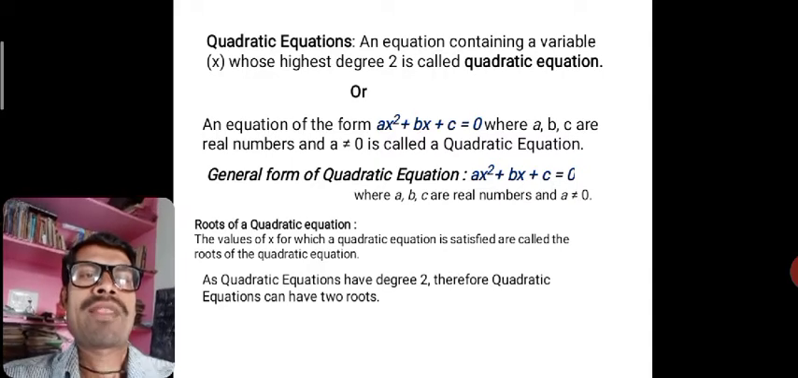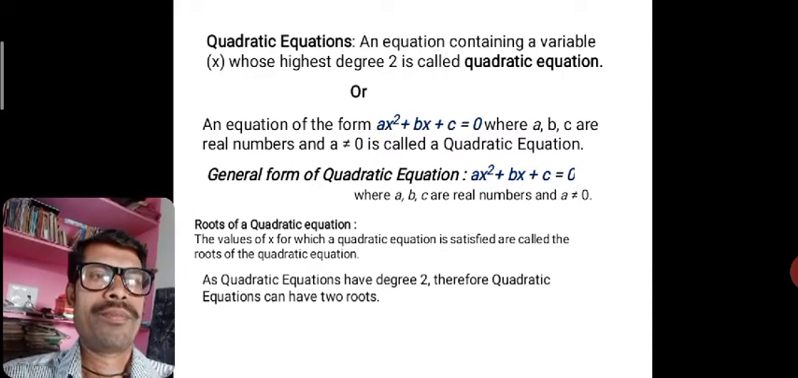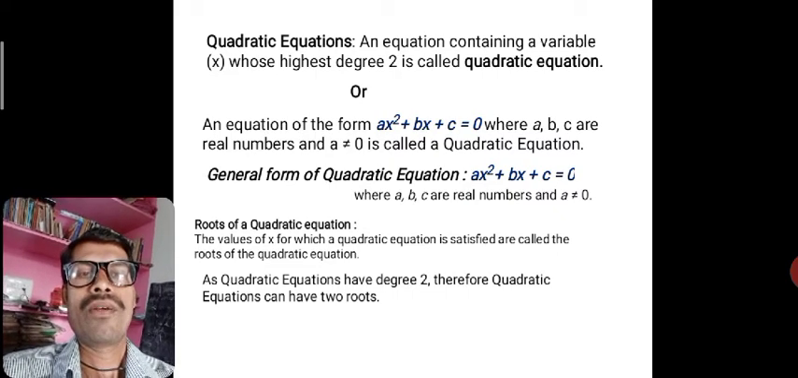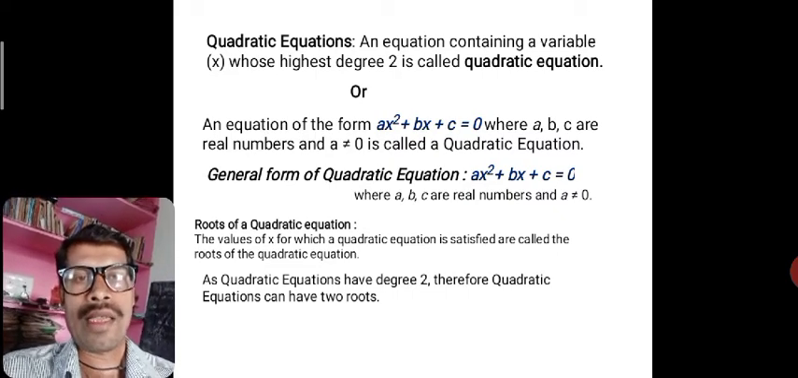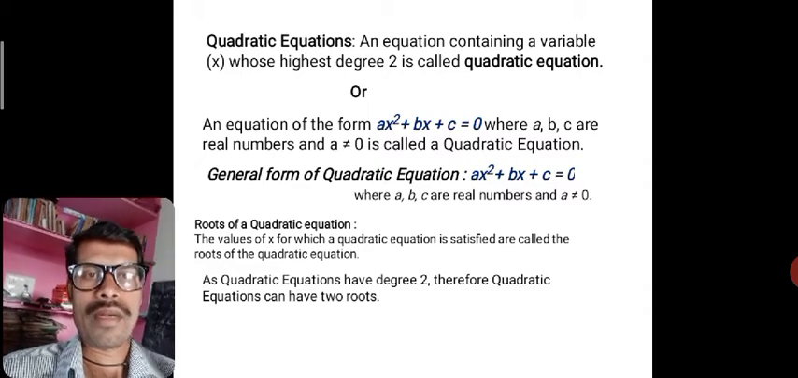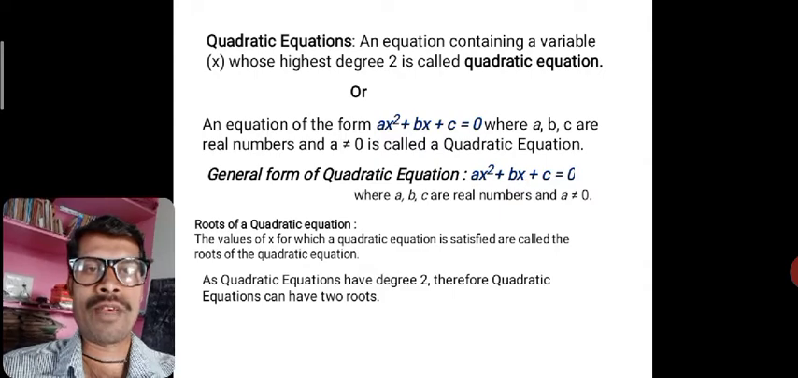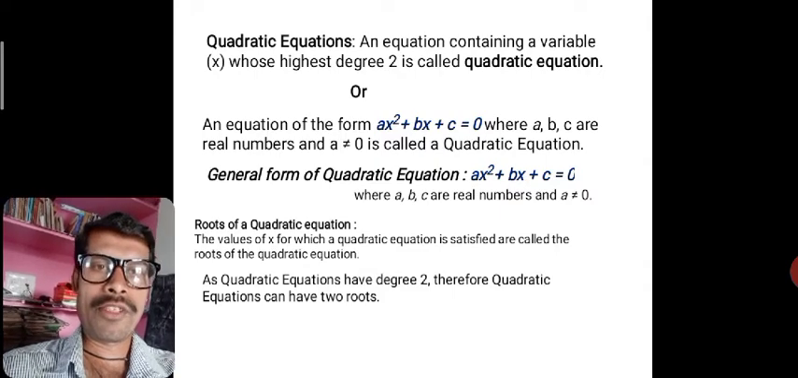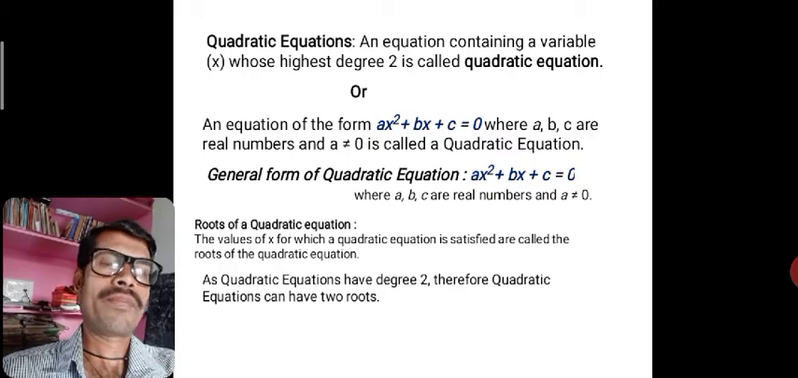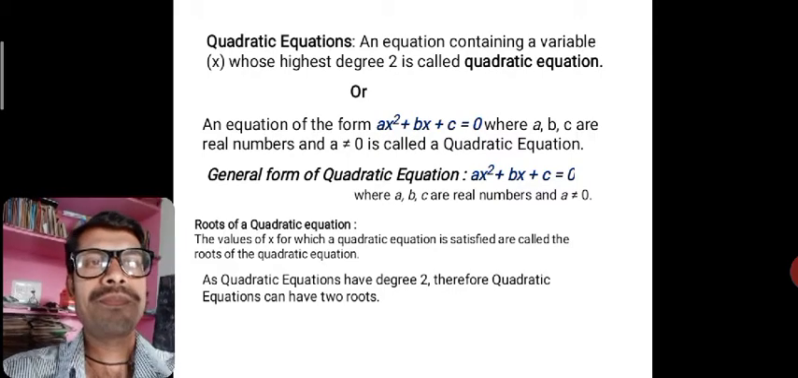As a quadratic equation has degree 2, every quadratic equation can have 2 roots, because the highest power of the variable is 2. Hence it has 2 values for the variable. Therefore every quadratic equation will have 2 roots. You have to remember this. It may appear in objective type or multiple choice questions. Every quadratic equation always has 2 roots.